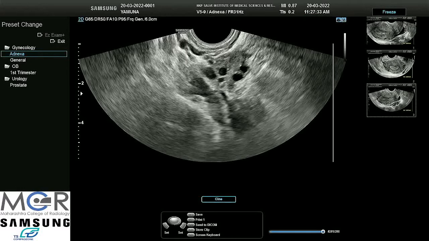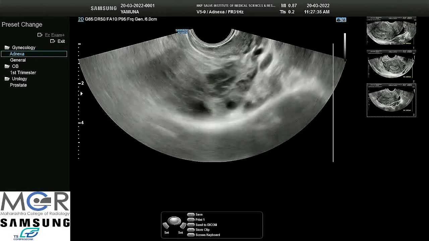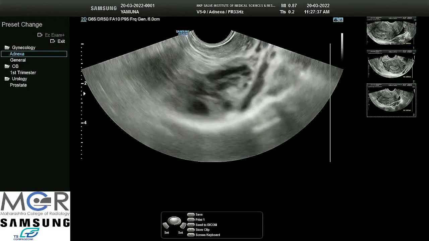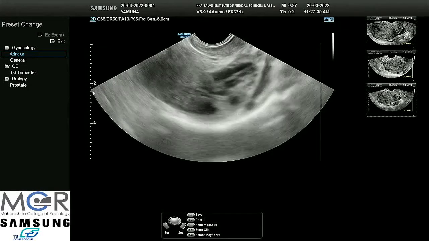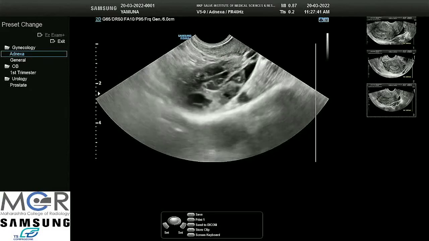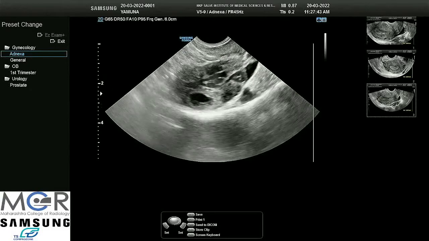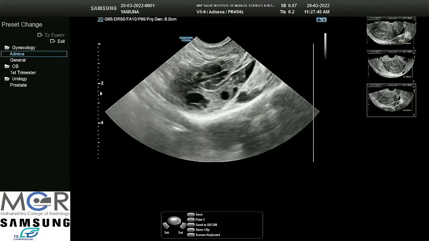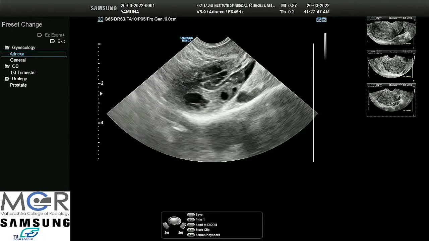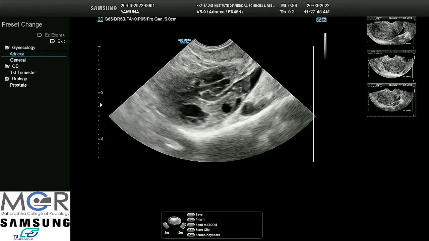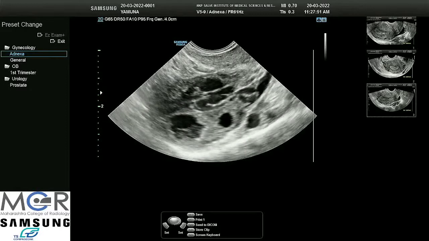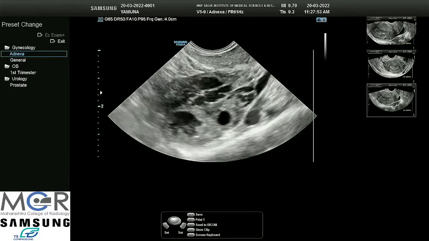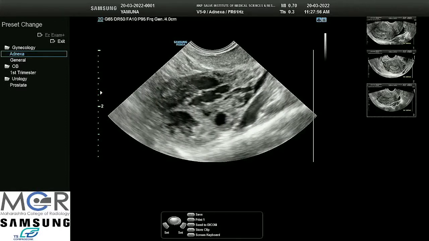Not there? Doesn't matter. So yeah, the area of interest is well focused. See, the image quality improves immediately. Okay, can you increase the depth so that the image comes? Yes. So when you have images like this, you are very confident what you are seeing.